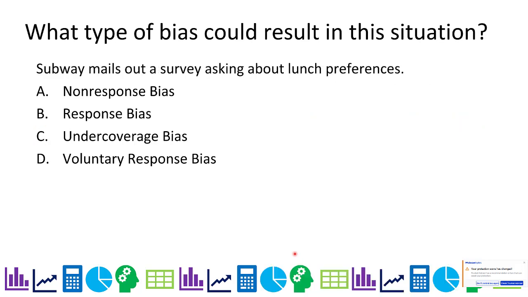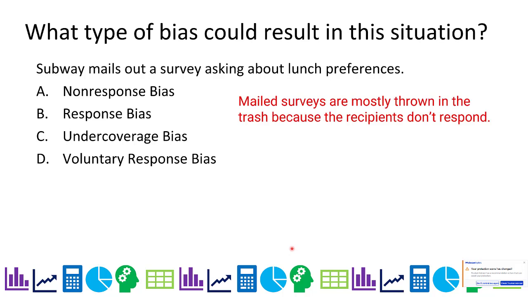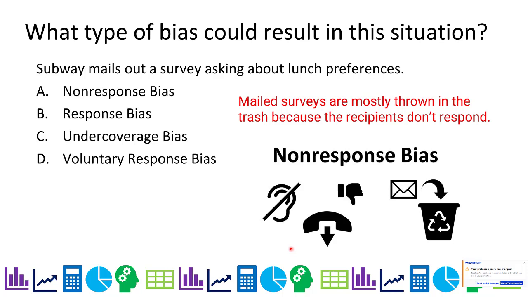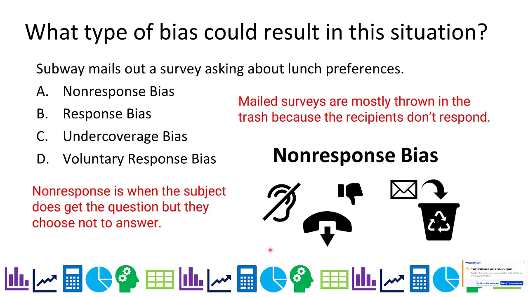All right, Subway mails out a survey asking about lunch preferences. Well, mailed surveys are mostly thrown in the trash because recipients don't respond. Not responding is called non-response. So we call this non-response bias. So it's when the subject does get the question, but they choose not to answer.